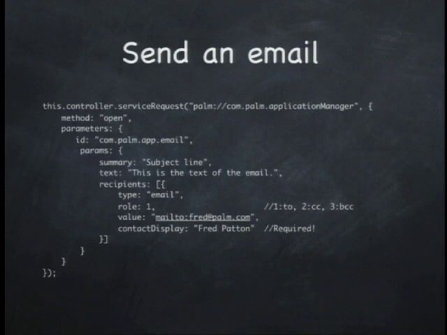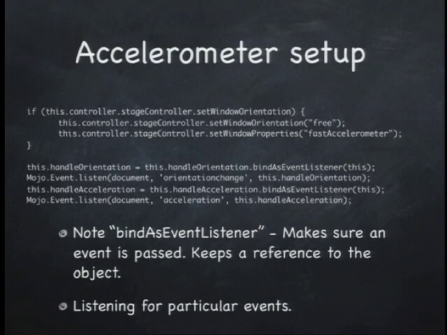This role tells you whether the email, you notice this recipient is an array, so you can have as many things here as you want. The role is just to CC or BCC. The value is your mailto address. You notice it's set up as a well-formed URL. And the contact display is actually required. If you don't have this contact display, this won't show up. So make sure you do that. That's an example of email.